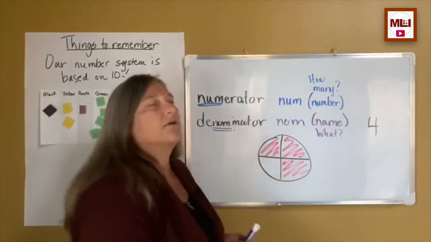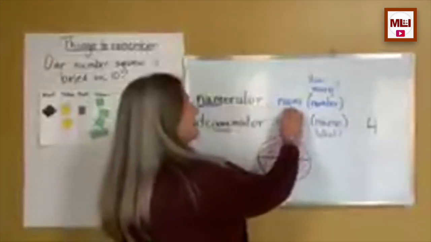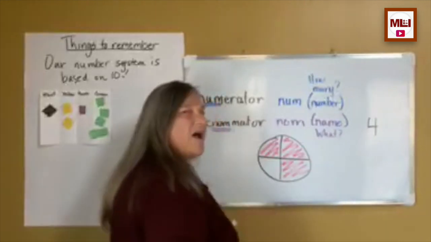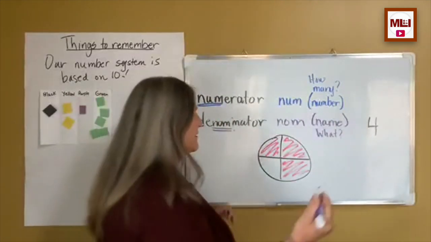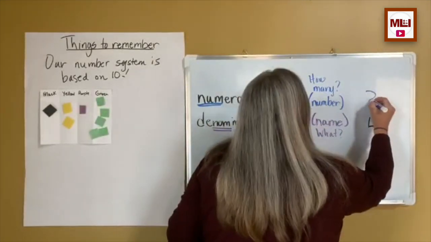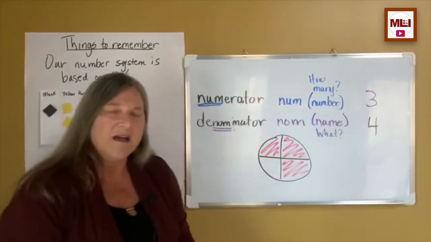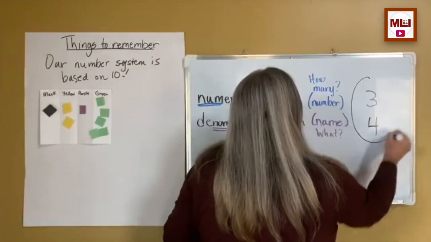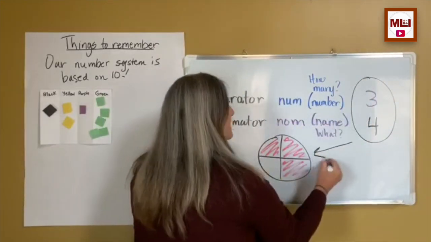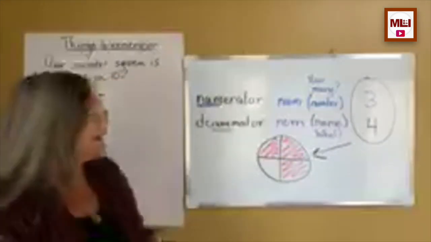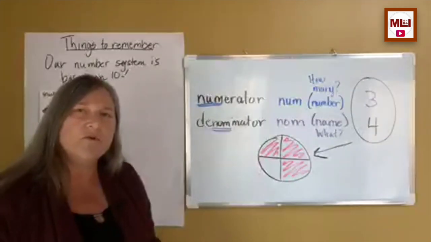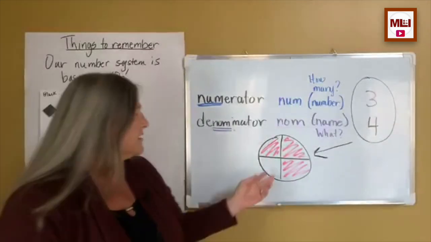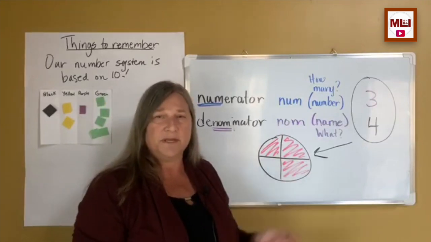So how many of those? Let's go back to the numerator, the number. How many of those are colored in? 3. So now we have represented this fraction with 3 telling us how many, and 4 telling us what size piece it is. So it gives us the name of the piece.